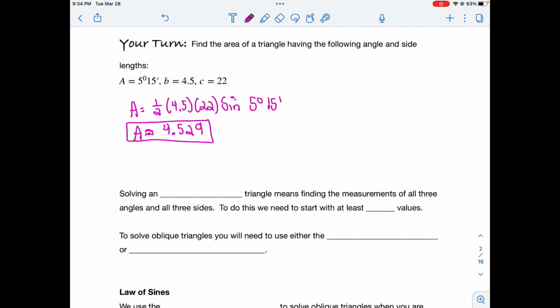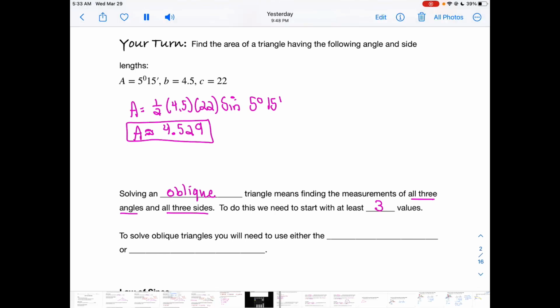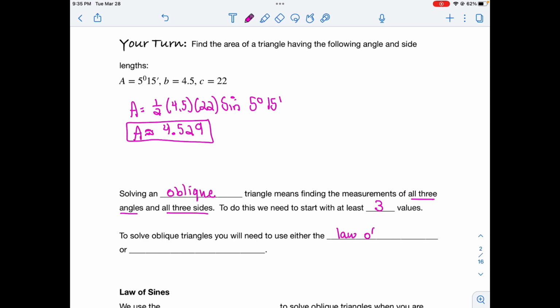Okay, now we're going to look at solving oblique triangles. And what solving an oblique triangle means is that you need to find the measure of all 3 angles and all 3 sides. To do this, you need at least half the triangle already given to you, so you'll need at least 3 values. To solve oblique triangles, you will need to use either the law of sines or the law of cosines. We'll learn about the law of sines today in this video and tomorrow's video, and then the law of cosines in a later video.